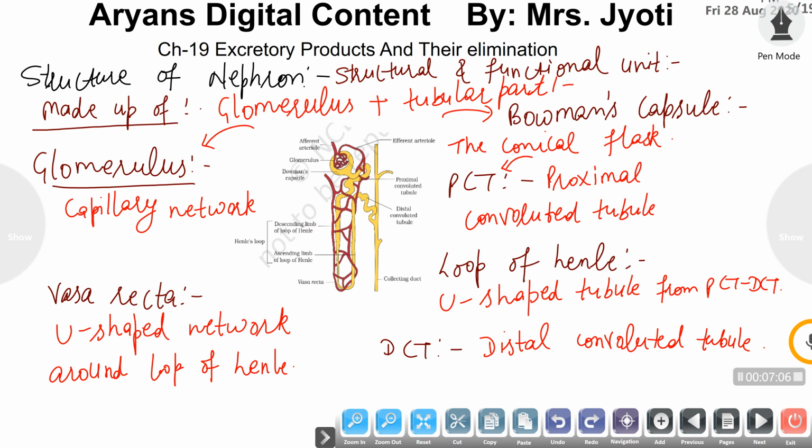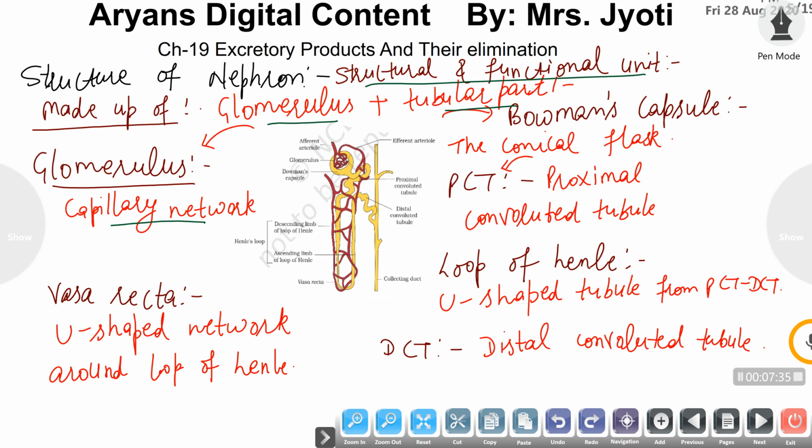Now nephrons are also termed the structural and functional unit of the kidneys. So what are nephrons? Nephrons are formed of two parts, known as the glomerulus and the tubular part. Then what is the glomerulus? The glomerulus is a capillary network of blood vessels, a network formed by capillaries.